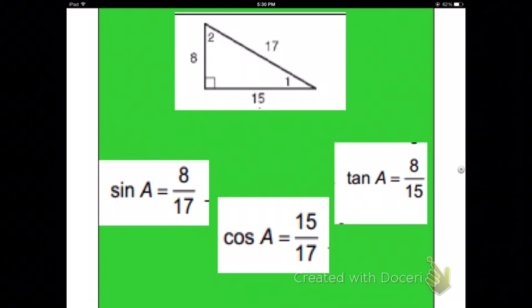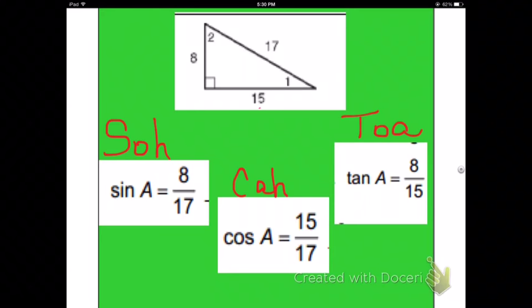Okay, now notice we have our trig functions set up. Remember, sine is opposite over hypotenuse. Cosine is adjacent over hypotenuse. And tangent is opposite over adjacent. What we're trying to figure out is which angle is A, angle 1 or angle 2.